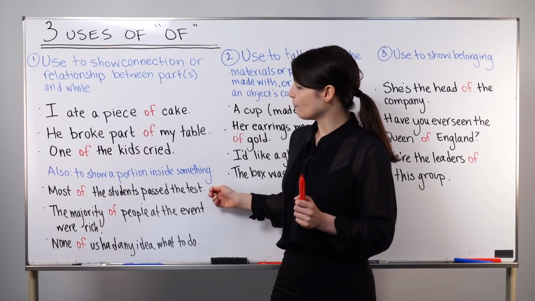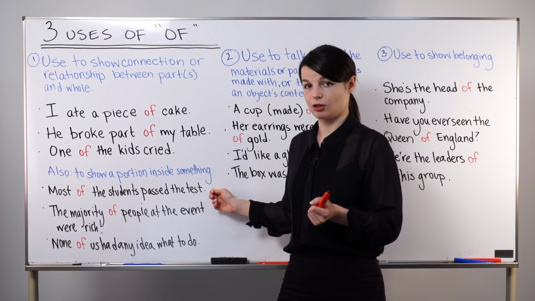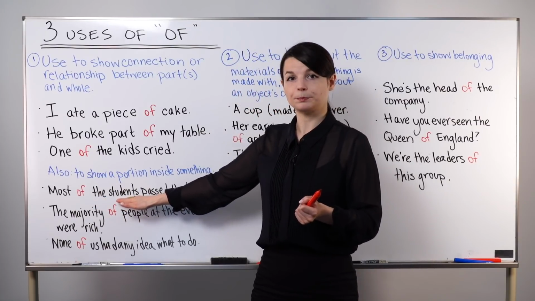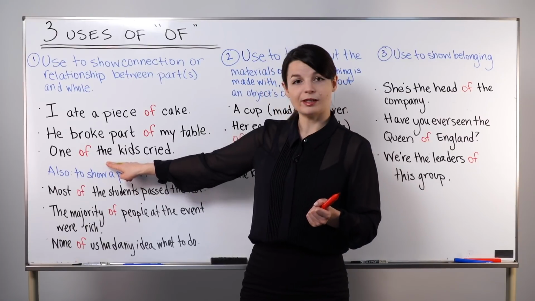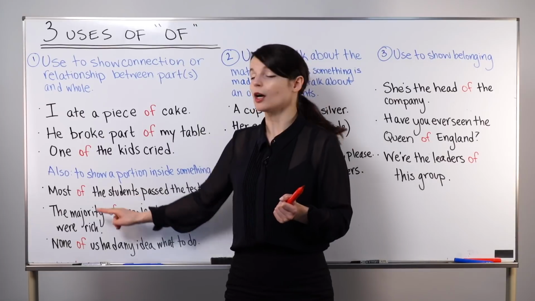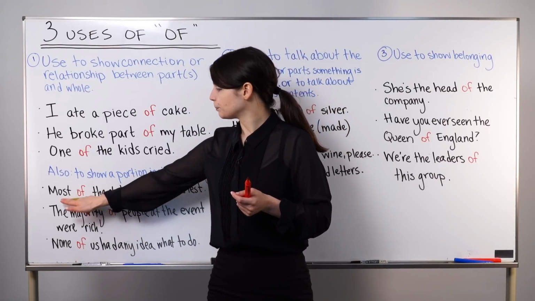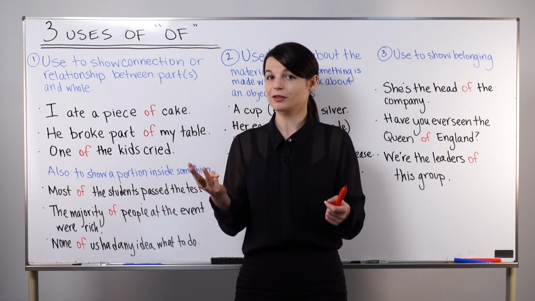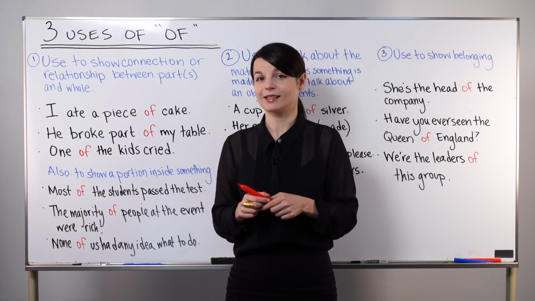First, most of the students passed the test. So here, I'm talking again about people. We see a very similar sentence here. The kids was in my previous example sentence. Here, the students. So I'm talking about a specific group of students. I'm showing, though, most of the students passed the test. So not just one or two or three students passed the test, but most of the students passed the test.